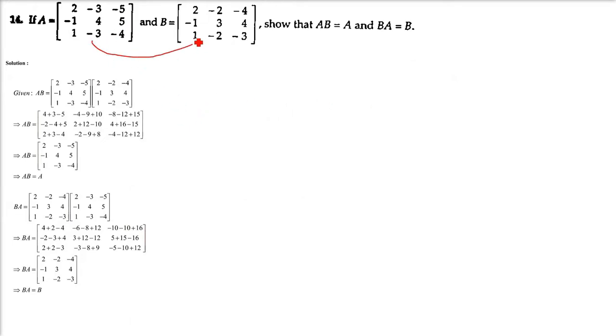Same here. AB will be not 0 here. It will come back again to A. And when you do BA, it will come back again to B. Right?